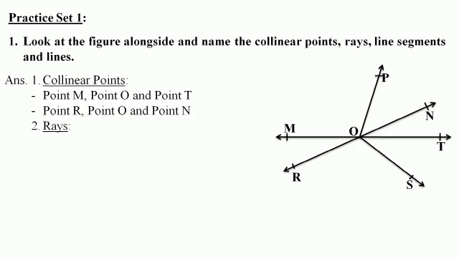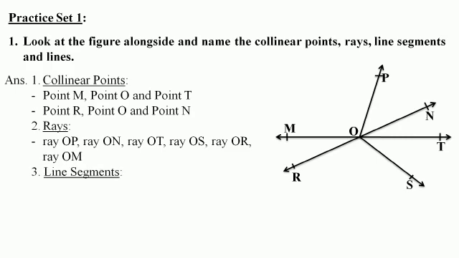Moving on to rays. Rays are straight lines starting with a point and ending with an arrowhead. As we can see, there are many rays in this figure. With the origin O, we can clearly see we have ray OP, ray ON, ray OT, ray OS, ray OR and ray OM.